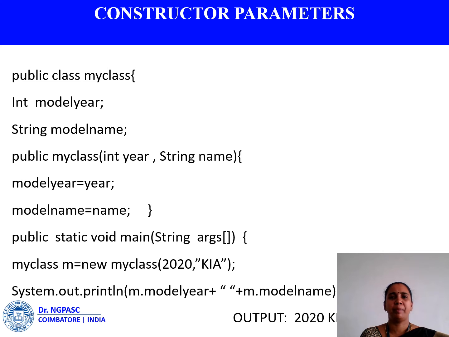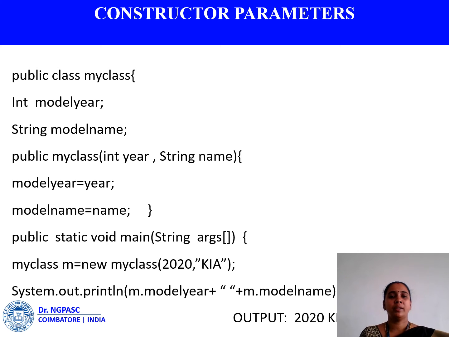Let me show how to create a constructor with multiple parameters. For that, I have created one class. The name of the class is MyClass. Inside that, I have two variables. One is integer, another one is string. That is modelYear and modelName respectively. After that, I have created a constructor, which is a two-parameter constructor. One parameter is year, which belongs to the integer data type, and another parameter is name, which belongs to the string data type. Inside that, I'm assigning the value of year to the variable modelYear and the value of name to the modelName variable.